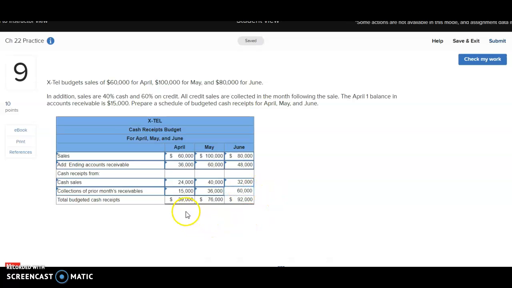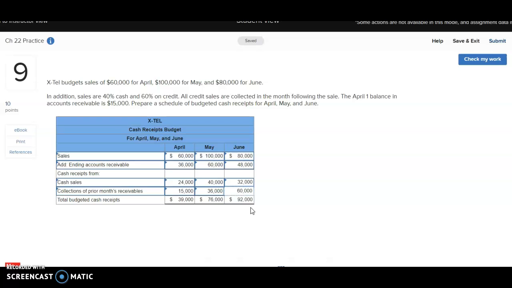And we're going to end up with a total budgeted cash receipts for April of $39,000, total budgeted cash receipts for May of $76,000, and total budgeted cash receipts for June of $92,000. All right, so that's our cash receipts budget. So we're getting experience with lots of the different types of budgets.